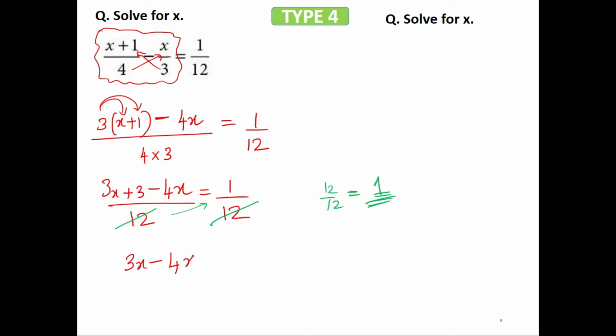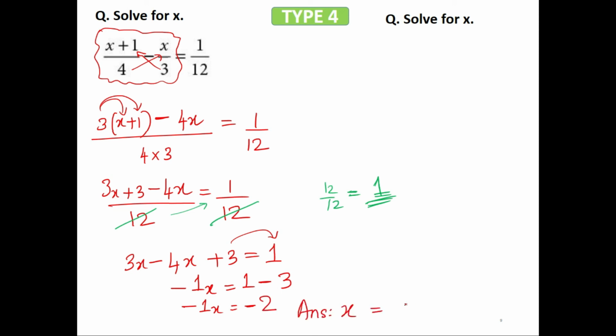3x minus 4x plus 3 equals 1. I have negative 1x equal to plus 3, which on going to the other side becomes minus 3. So negative 1x equals negative 2. My answer for x is x equals negative 2 over negative 1, giving me a 2. Just to avoid your confusion, negative 1x equals negative 2, so x is going to be a 2.